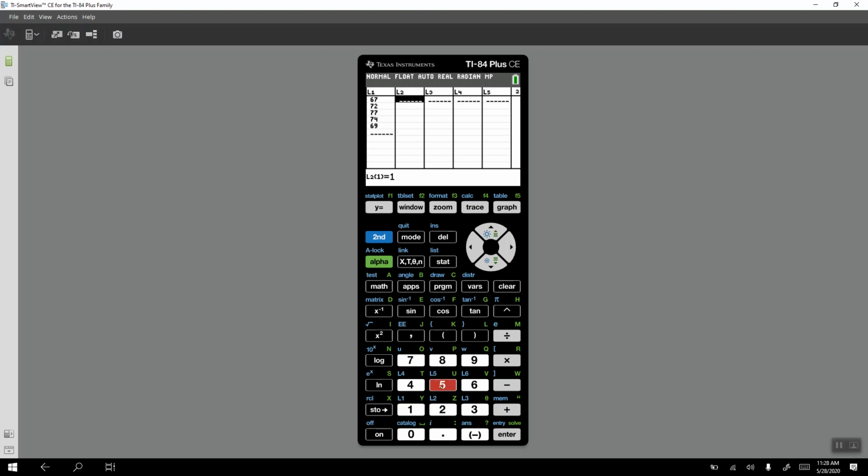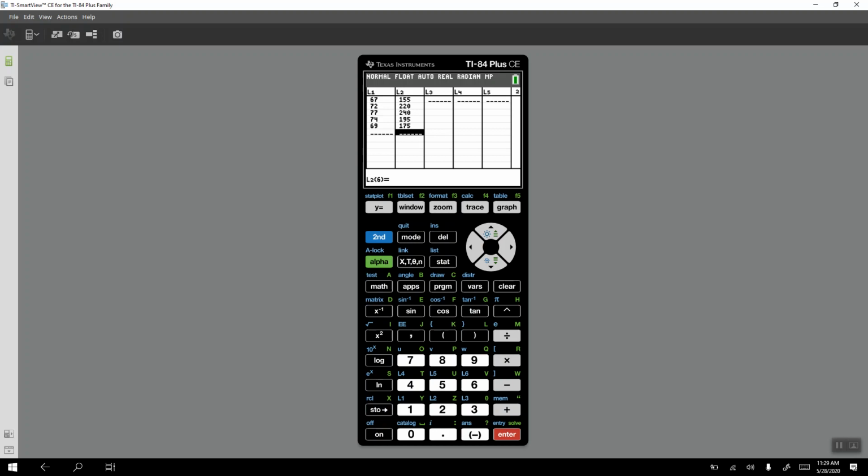List 2, the first weight is 155. The second one is 220. The third one is 240. The next one is 195, and the next one is 175. There we are. Awesome. So 5 items on each list.